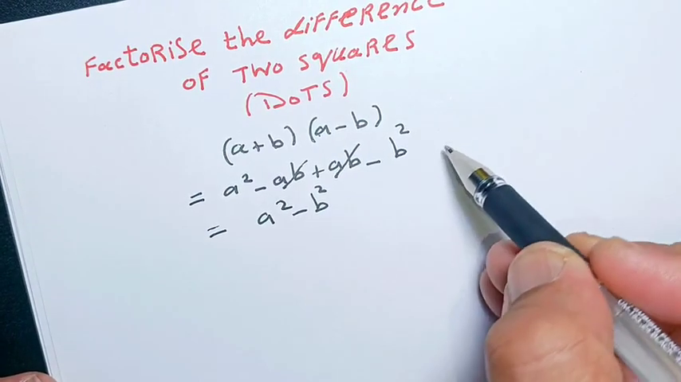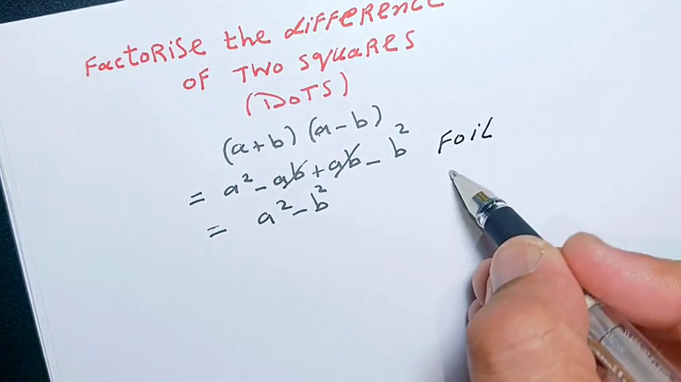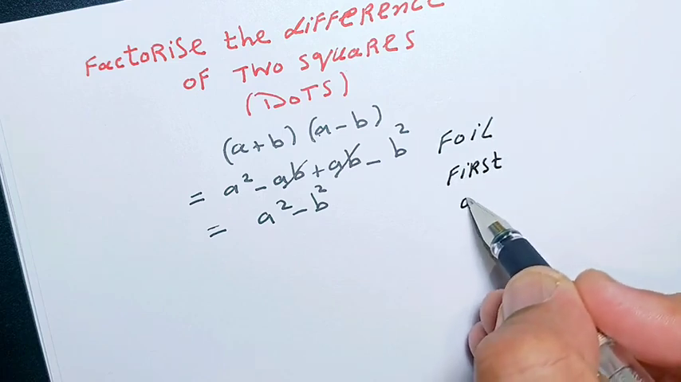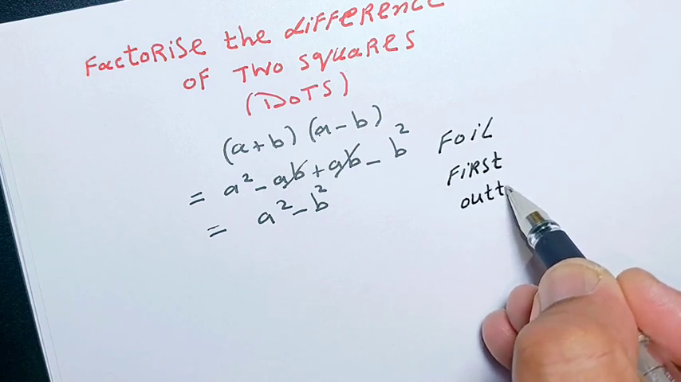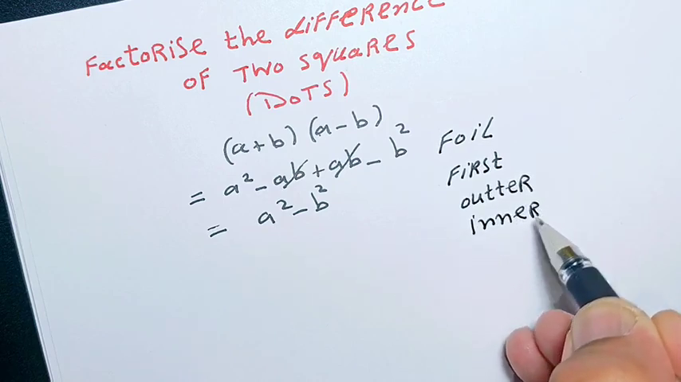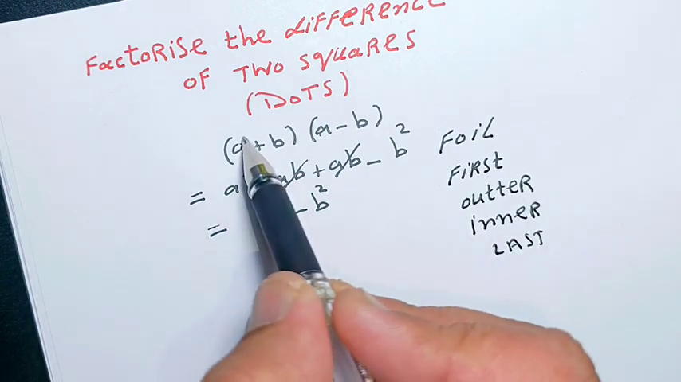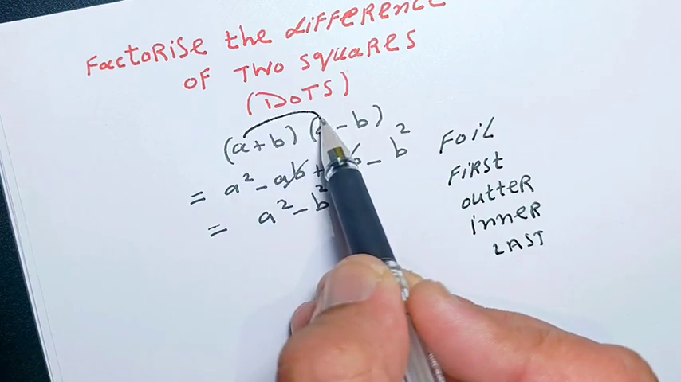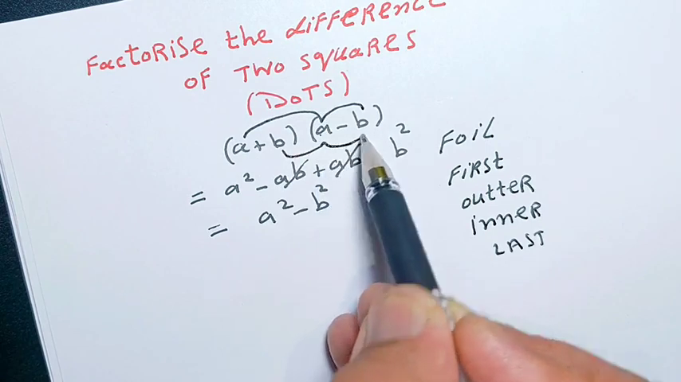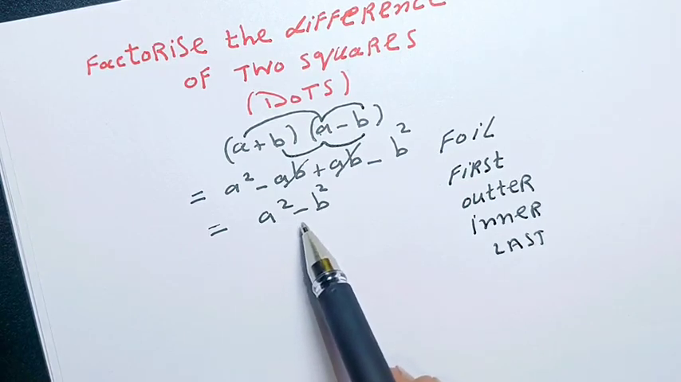FOIL means first, outer, inner, last. FOIL stands for this because we multiply the first terms, then the outer, then b with a, and then b with b. After you FOIL, you get the answer a squared negative b squared.